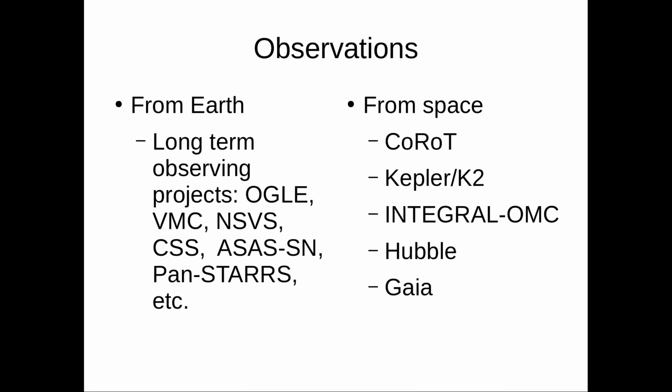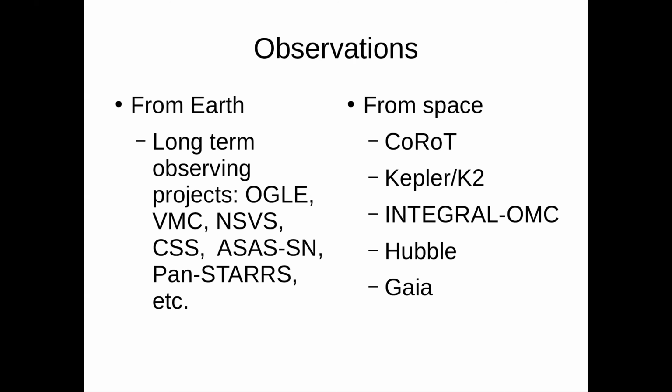Observations can be done from the Earth, like the long-term observing projects such as OGLE, the VMC, the Northern Sky Variability Survey, or the Catalina Survey. Now the new survey that is producing new stars is the ASAS-SN survey, and then there's Pan-STARRS as well, and others.